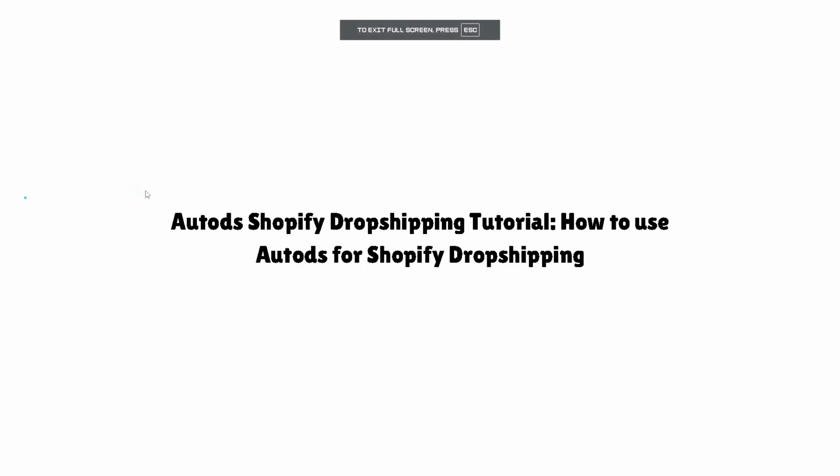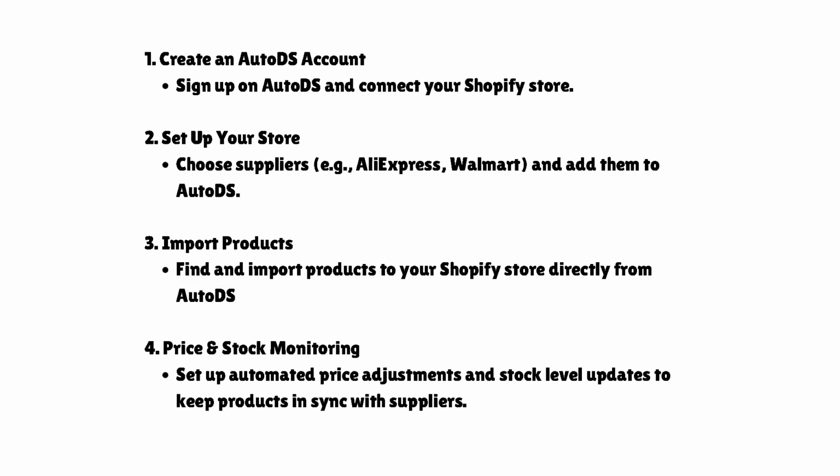Hi everyone, in this video, I will explain to you how to use AutoDS for Shopify dropshipping. So first step is to create an account on AutoDS. Sign up on AutoDS and connect your Shopify store. After that, simply set up your store. Choose suppliers, for example, AliExpress, Walmart, and then add them to AutoDS.